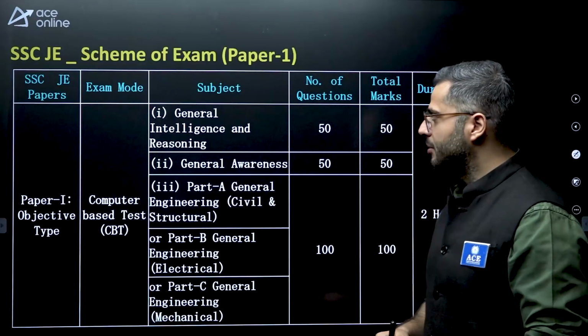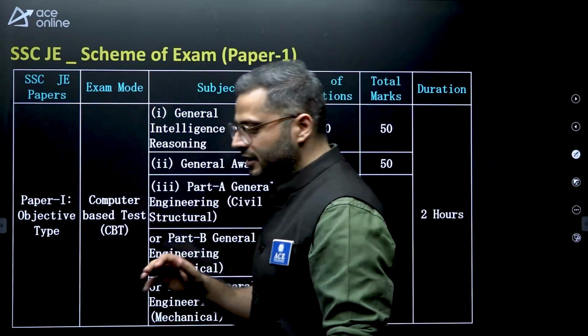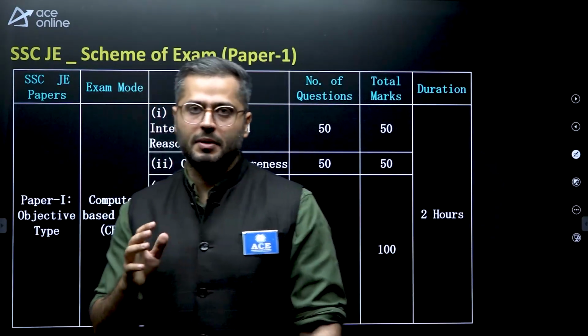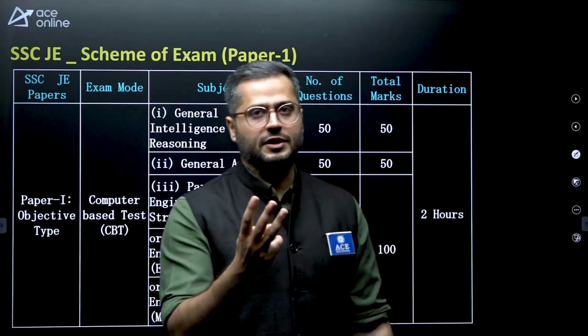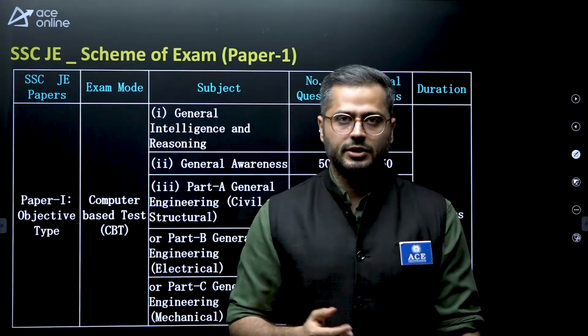What is the scheme of the examination? SSC JE is conducted at 2 levels. One is your paper 1. Another one is your paper 2. Paper 1 will have 3 sections. That is your prelims examination.